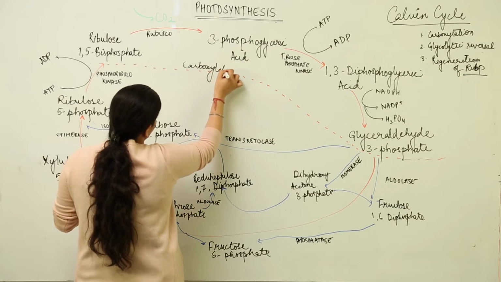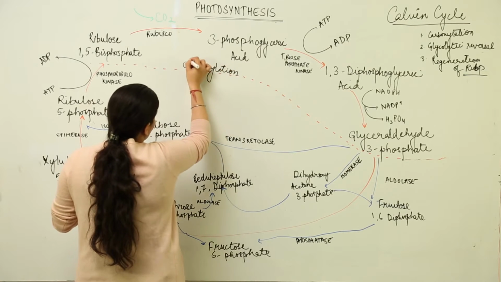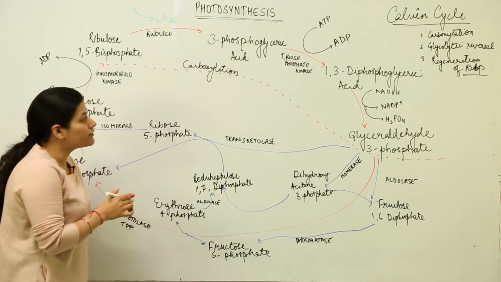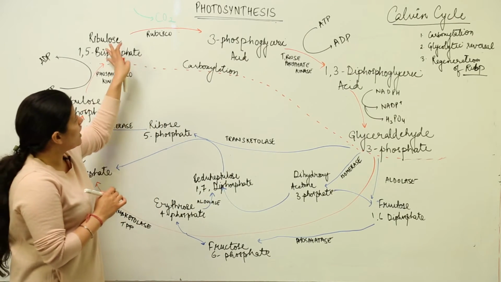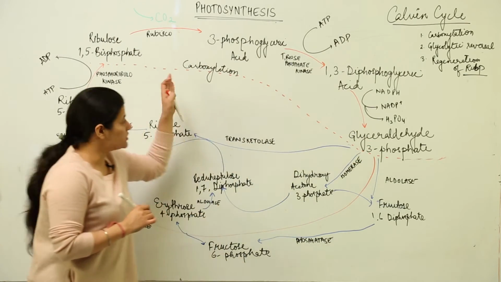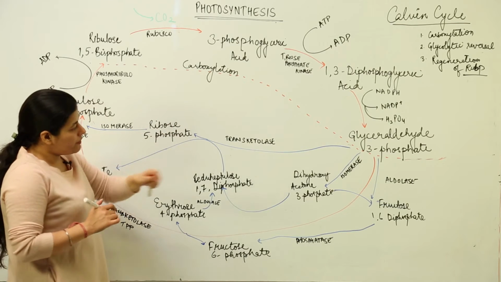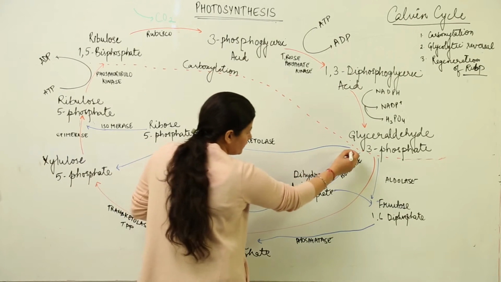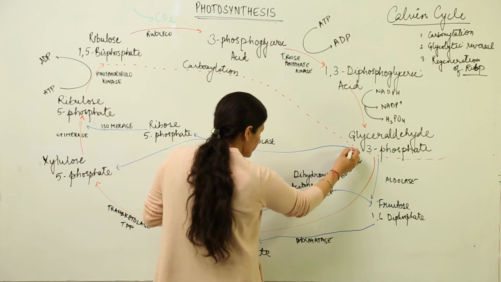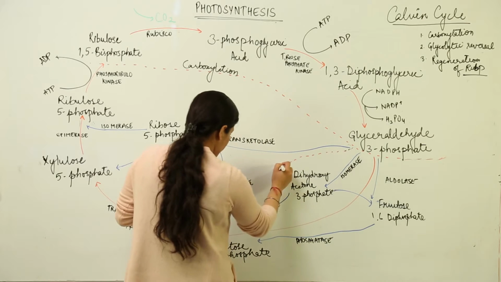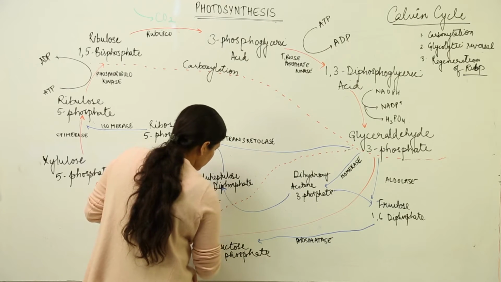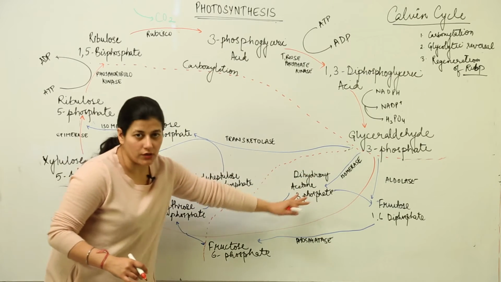As I told you, there are 3 steps, but because they are represented in the form of a cycle, we need to distinguish what part of the cycle represents which step. So this part from here till there, 1, 2, 3, 4, these 4 stages are part of carboxylation. Now the remaining one from here till here, we have glycolytic reversal.